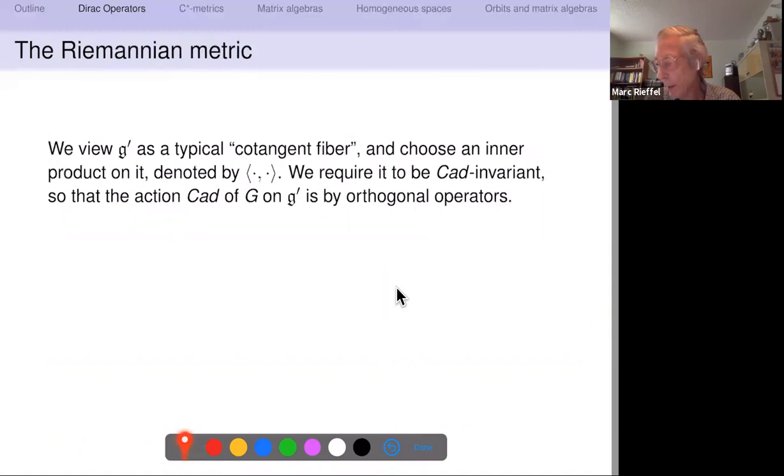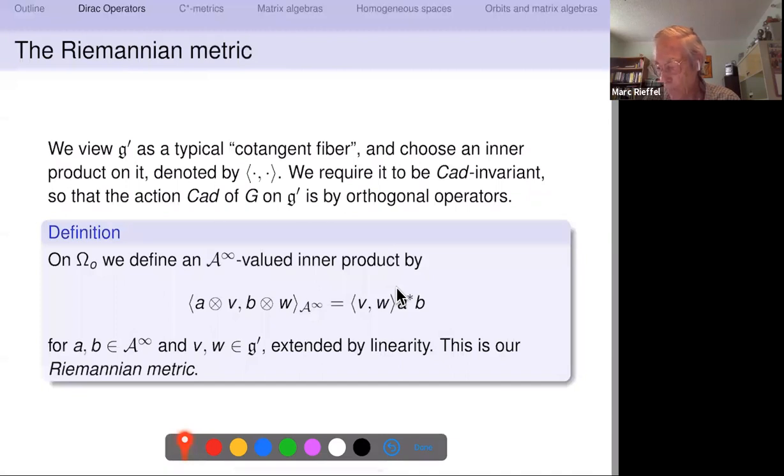Again, all this is heuristic, and we choose an inner product on it, and we require that this inner product be invariant under the coadjoint action, and certainly one choice is the negative of the Killing inner product, for those of you who know what that is. And then the coadjoint action is by orthogonal operators. Okay. Then using that inner product, we define an A infinity valued inner product on our cotangent bundle just by the formula that you see displayed here, a very natural and simple definition. And this serves as our Riemannian metric.